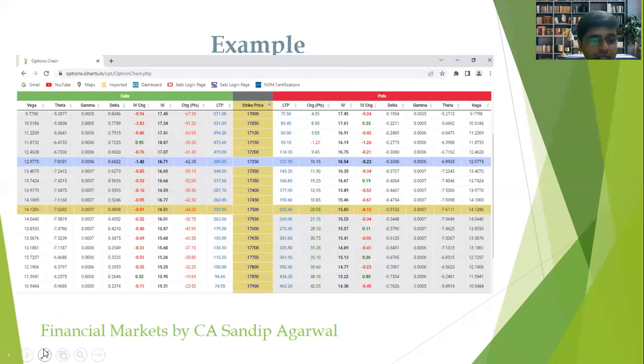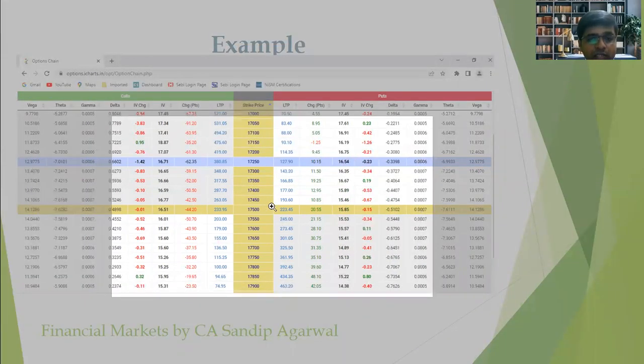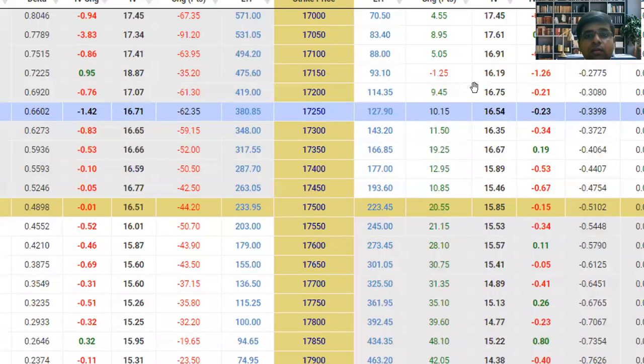Now, I have just taken a screenshot from a website called Options iCharts. So I will show you how we can use delta hedging. Let me just zoom it. Now see, on this side, you can see the various strike prices are mentioned. All these strike prices are of the Nifty underlying instrument. It starts from the 17,000 strike price and increases at an interval of every 50 points.